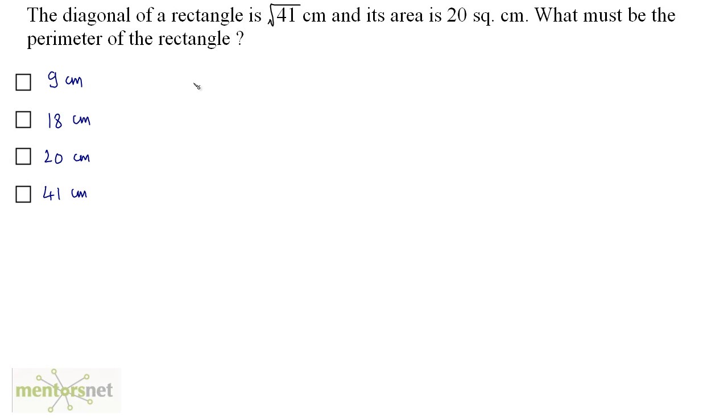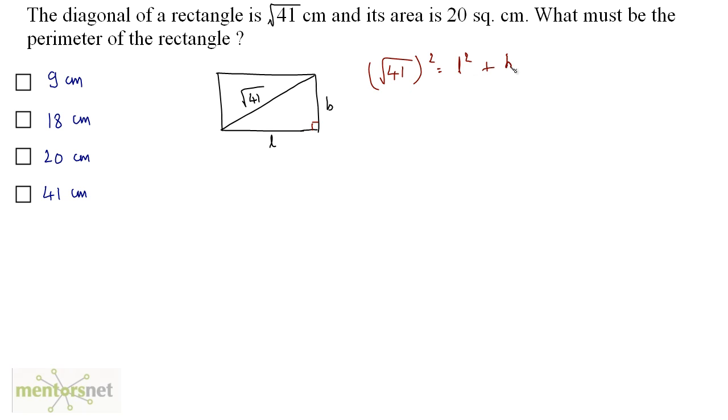The diagonal of a rectangle is under root 41 centimeter and its area is 20 square centimeter. What must be the perimeter of the rectangle? So the diagonal is under root of 41, and let the length and breadth be L and B respectively. Now this is a right angle triangle. So by Pythagoras theorem, under root of 41 square is equals to L square plus B square. So I have L square plus B square is equals to 41.